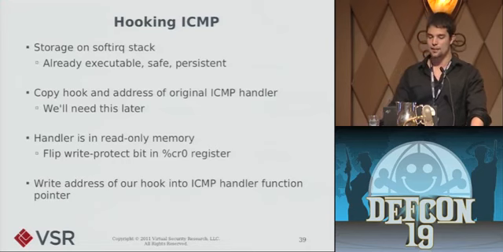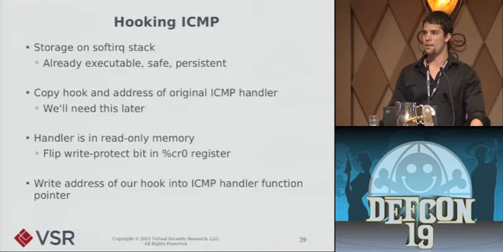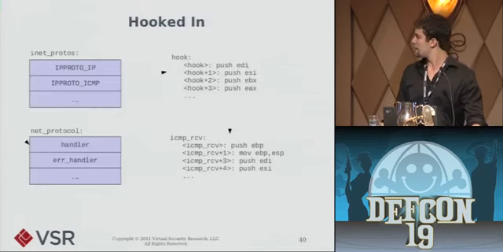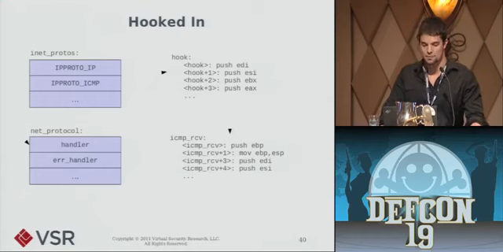Control register 0 has a bit called the write protect bit, and if you flip this bit, then you can essentially write into read-only memory with no problem, which comes in handy. So what we do is we flip this bit. Now we can write into read-only memory. We write the address of this hook that we just copied in into the ICMP handler function pointer, and then it looks something like this. Wow, those are really narrow arrows, I guess.